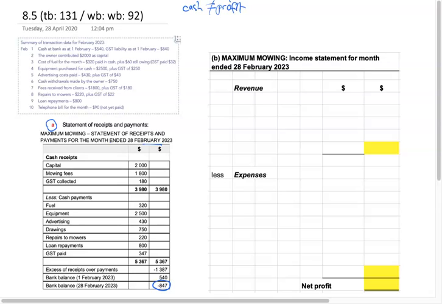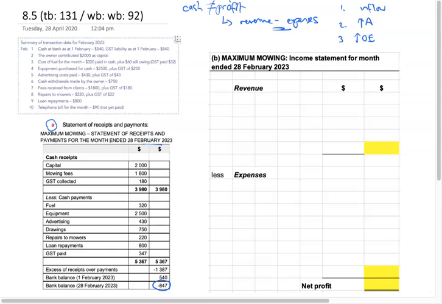Cash is cash receipts minus cash payments. Profit is revenue minus expenses. Very different concept. And revenue has 3 tests. Is it an inflow of benefit? Has it increased my assets? And has it increased my owner's equity? Only if you can tick all 3 of these off is it a revenue.